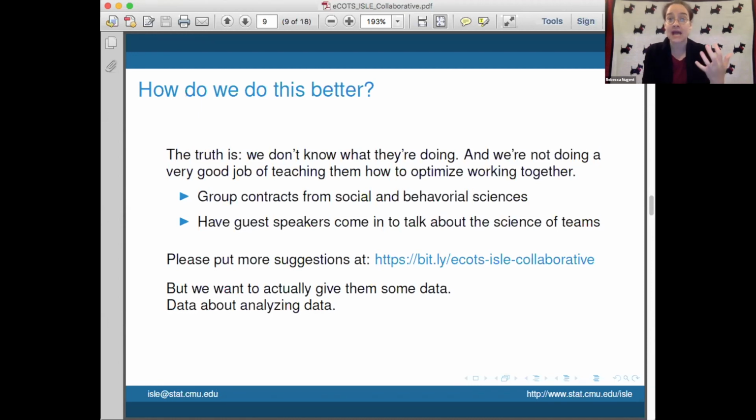But we wanted to actually give them some data. So we thought, okay, all of these people are taking data classes. We want to give them data about how to analyze data as a group. And that's kicked off our new project in ISLE, which I'll look at in a second, about how to collaborate in groups.